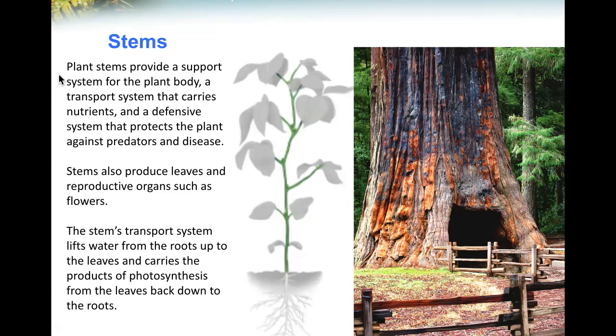Plant stems provide a support system for the plant body, a transport system that carries nutrients, and a defense system that protects the plant against predators and disease. Stems also produce leaves and reproductive organs such as flowers. The stem's transport system lifts water from roots up to the leaves and carries the products of photosynthesis from the leaves back down to the roots.